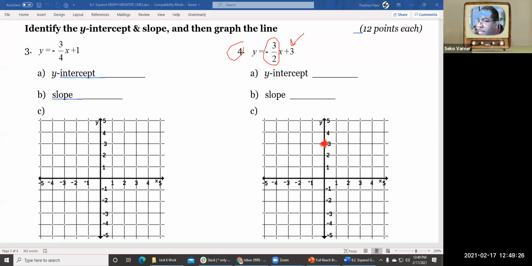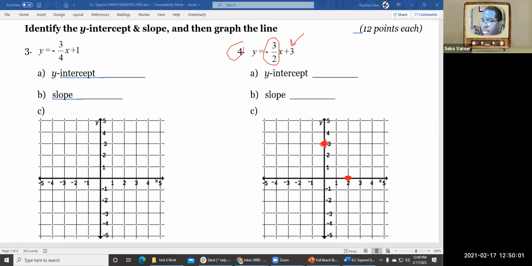All right, now from this point, I need to do the slope. From this point, go down 3. Let's change it up. All right, so 1, 2, 3, and over 2. 1, 2. So that's going to be my next point right here. So the first point was right here. And the second point is what we just did. Okay, good.